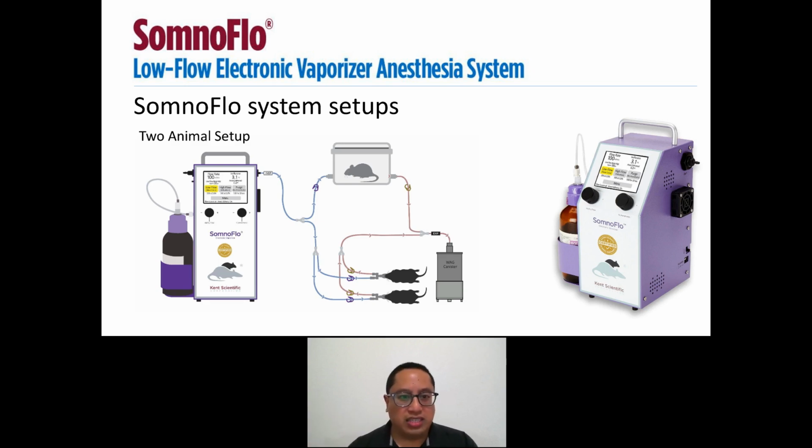So with the SomnoFlow, the minimum flow rate that it can reach is 100 mils per minute. So even if you have 2-3 mice, the 100 mils per minute should be sufficient for you to keep them anesthetized. Of course, there are factors you'll have to keep in mind, such as any environmental airflow that might affect the flow rate, or just your setup as well. So using a baseline of 30 mils per minute per mouse, you adjust your flow rate accordingly.